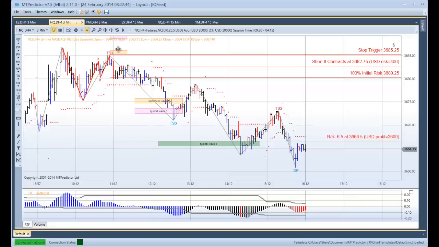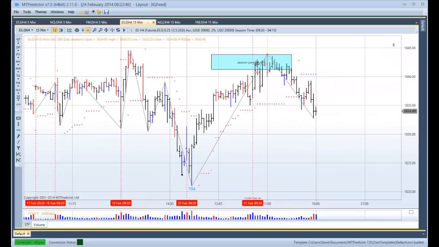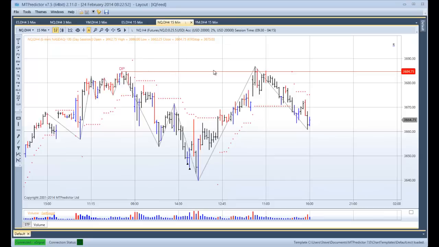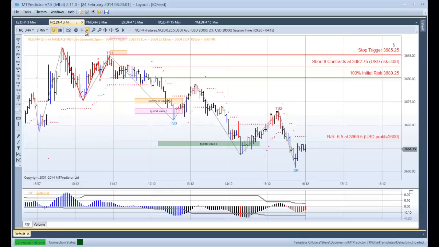And this all came about because we knew that the 15-minute ES was at DP resistance, we knew that the 15-minute YM was at DP resistance, and then also we're at a double top on the 15-minute NQ. So all three markets were giving us a reason to anticipate the large degree trend was down. Therefore, a lovely trade there.